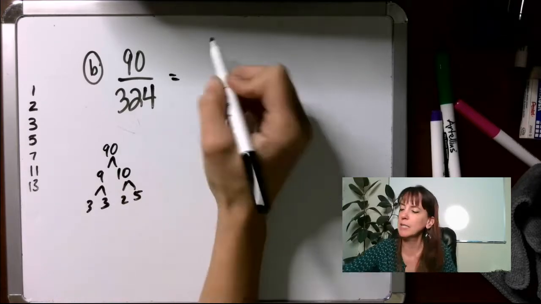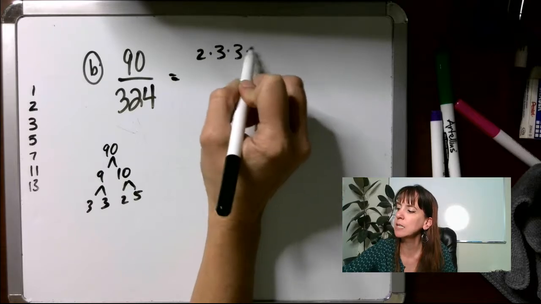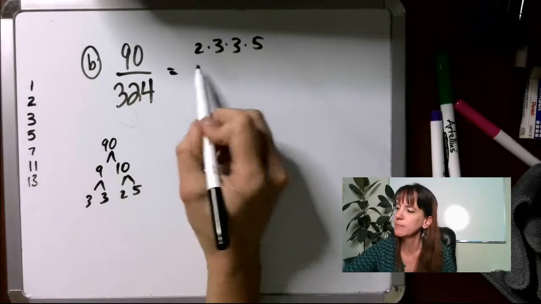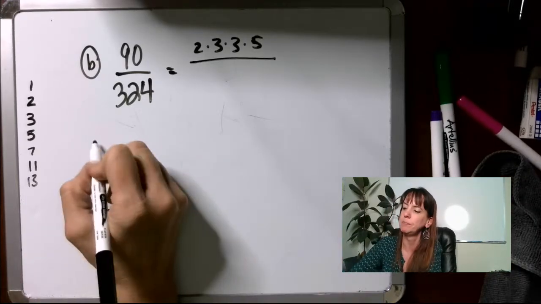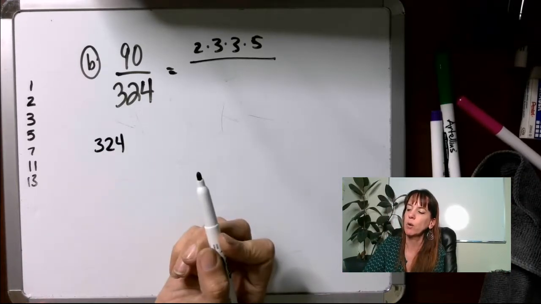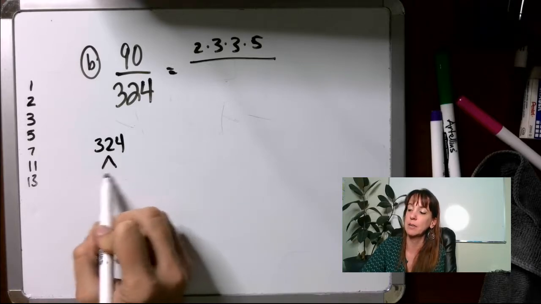So we're going to come up here. We're going to write down 2 times 3 times 3 times 5. I like to put it in order, you don't have to, but habits are hard to kick. All right, 324. Well, I know that it can at least be divided by 2, right?